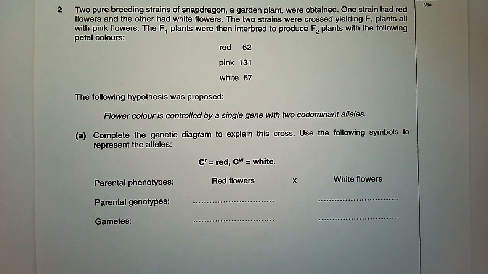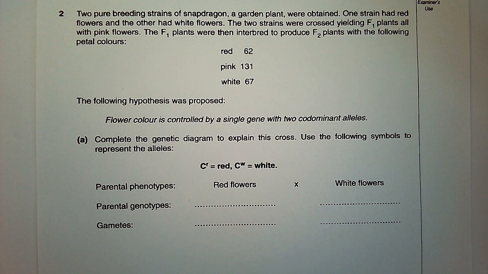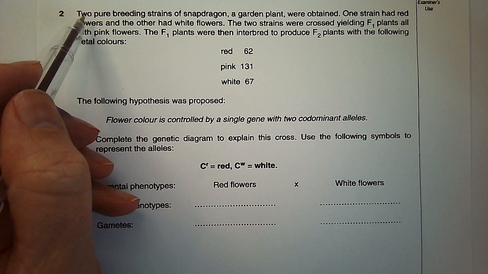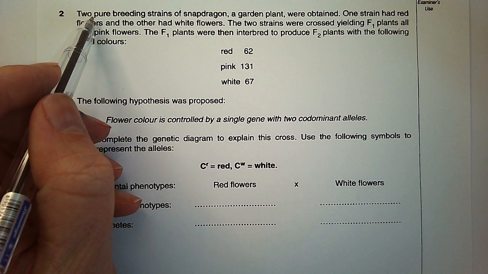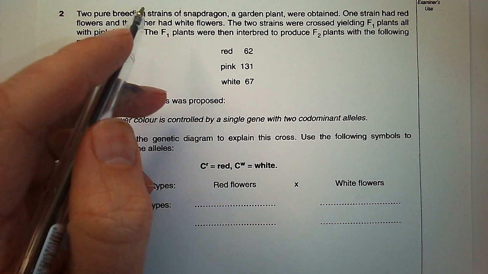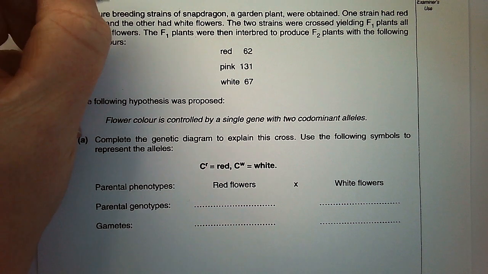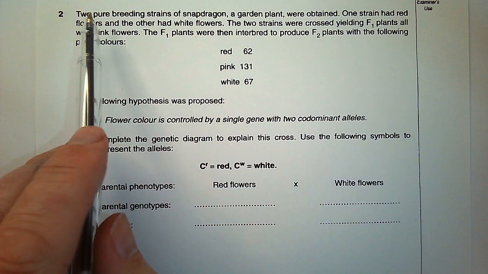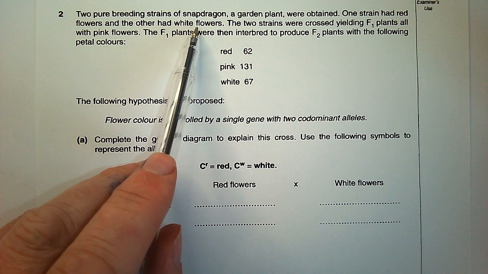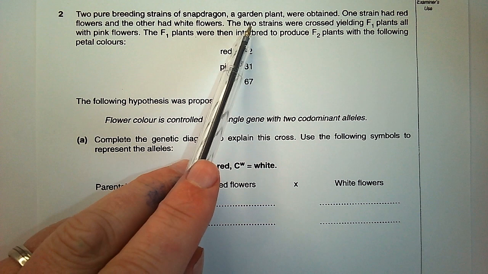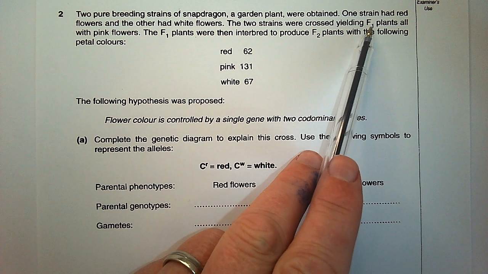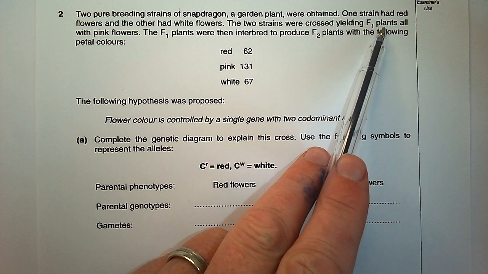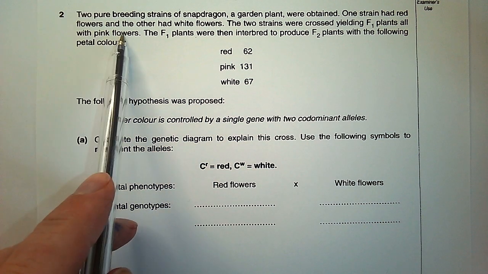This is an exam question about inheritance and carrying out a genetic cross. It says two pure breeding strains of snapdragon, a garden plant, were obtained. One strain had red flowers and the other had white flowers. The two strains were crossed, yielding F1, so the first generation plants, all with pink flowers.